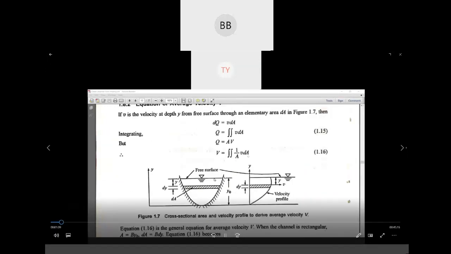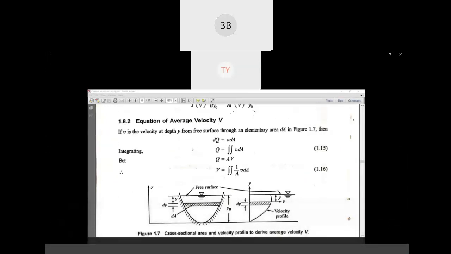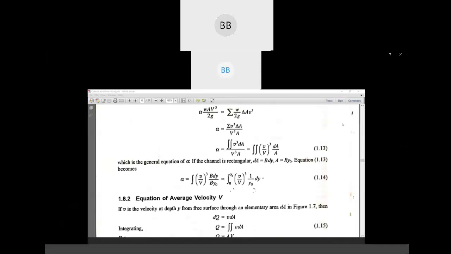Last class we discussed our energy coefficient alpha. We derived that equation. This is our general equation for the energy coefficient alpha. Then we took one example of a rectangular channel, and we discussed how to solve for alpha for a rectangular channel.